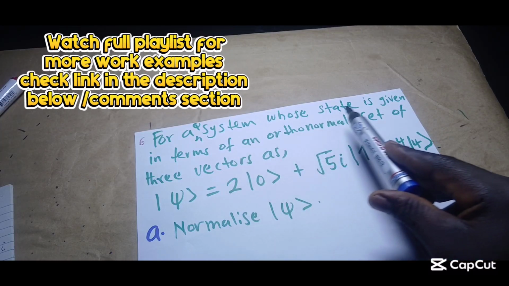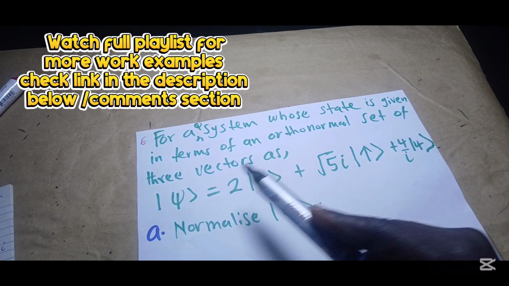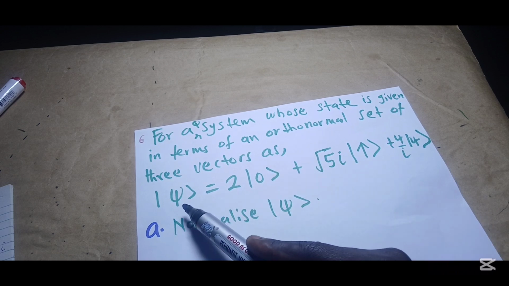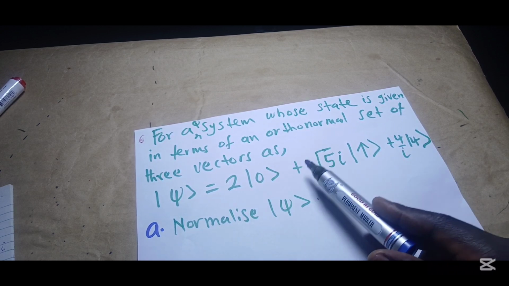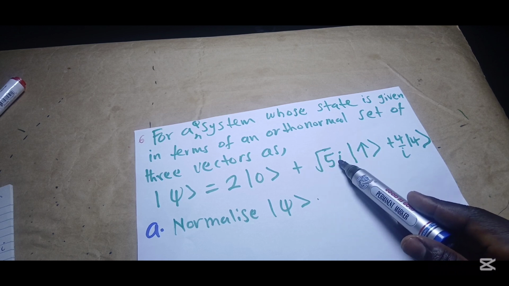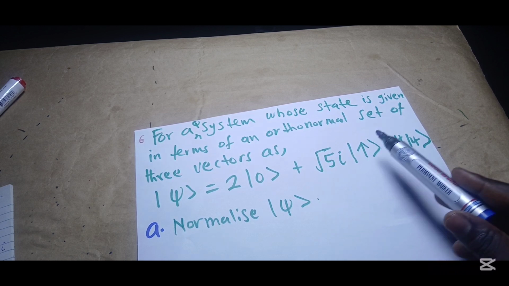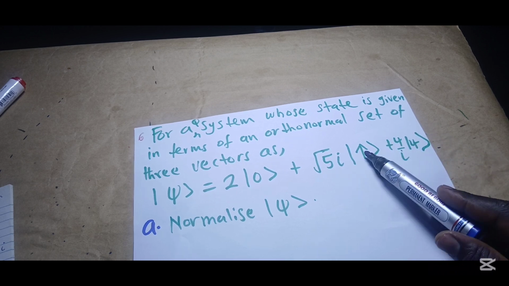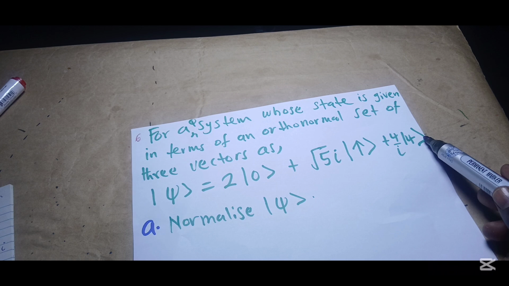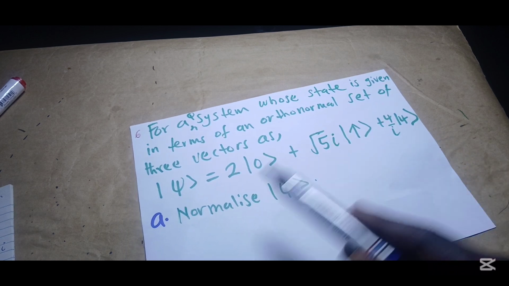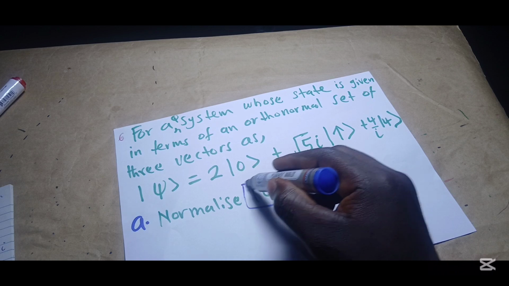For a quantum system whose state is given in terms of an orthogonal set of three vectors as psi equals 2 times ket 0 plus square root of 5i times ket spin up plus 4 over i times ket 4. We have to normalize this state.